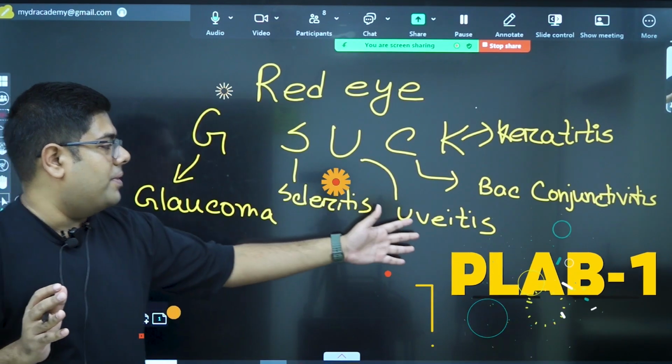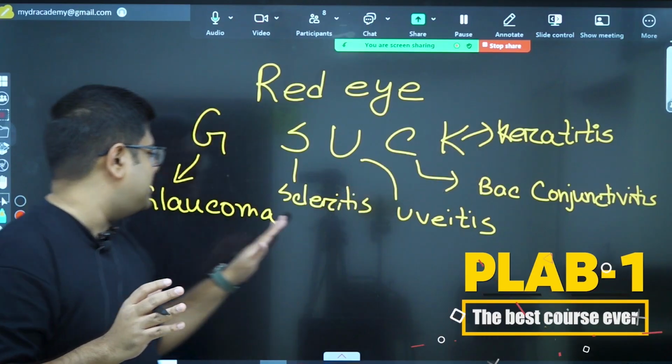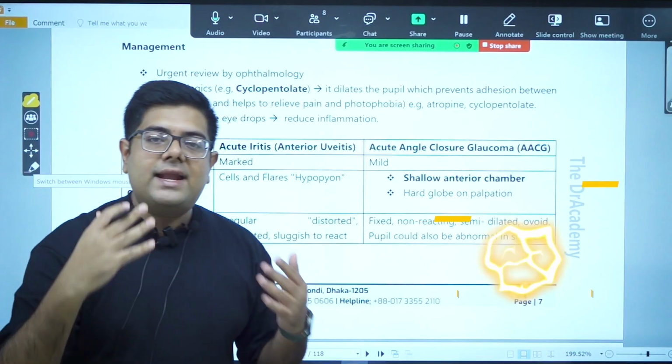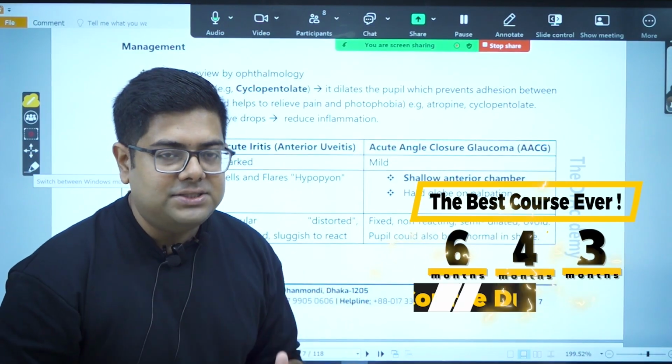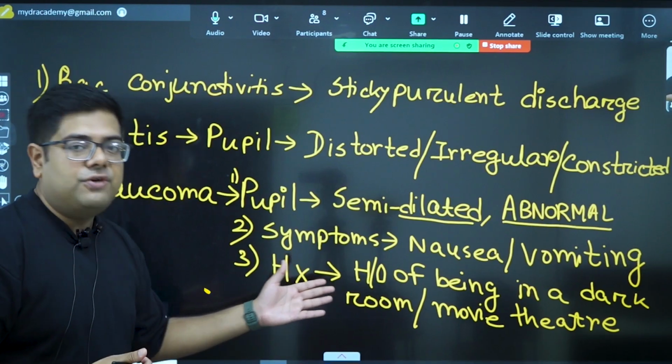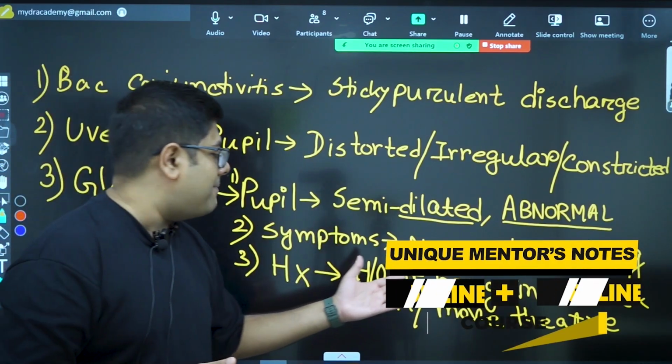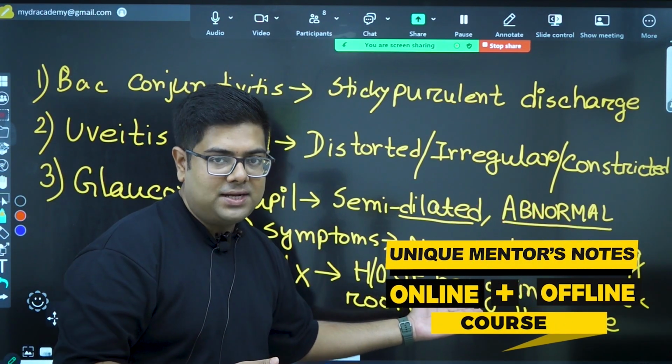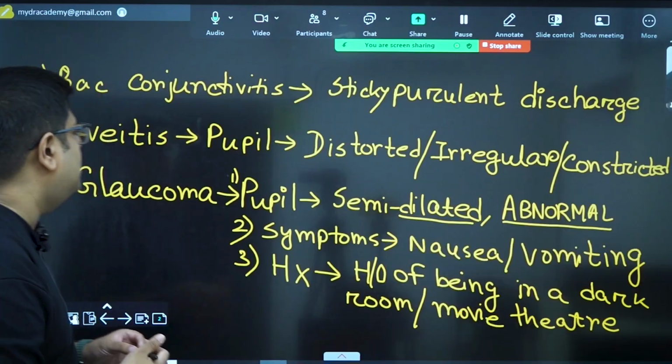These four are very common: uveitis, conjunctivitis, keratitis, and glaucoma. All red eyes are, remember, medical emergencies. So you have to refer urgently to the ophthalmology. A lot of questions in PLAB exam have this history, being in a dark room or in a movie theater.